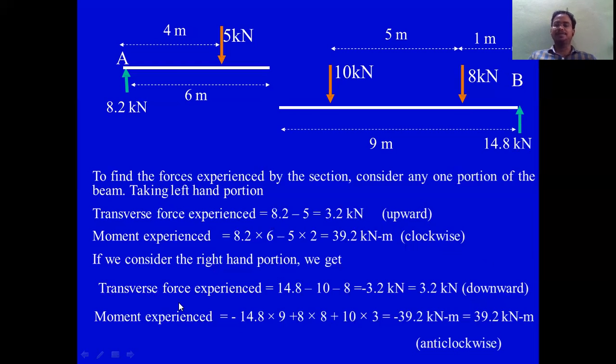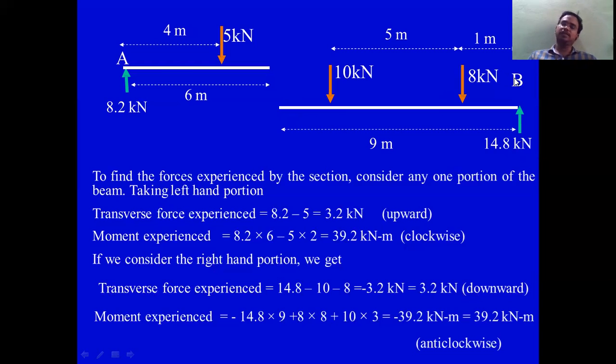So if you want, you can check it again also. 10 kilonewton downward, 8 kilonewton downward, 10 and 8 is 18, minus 14.8. It is 3.2 kilonewton in downward direction. Coming to the moment calculation, we consider clockwise as positive here.